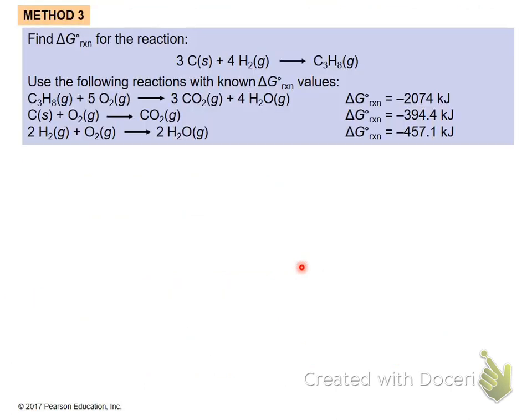All right, so here's the next problem. Find delta G of reaction for this specific reaction, right? So we're given three different reactions here at the bottom with their delta G reaction values. So how do we get the delta G of reaction for this specific reaction?